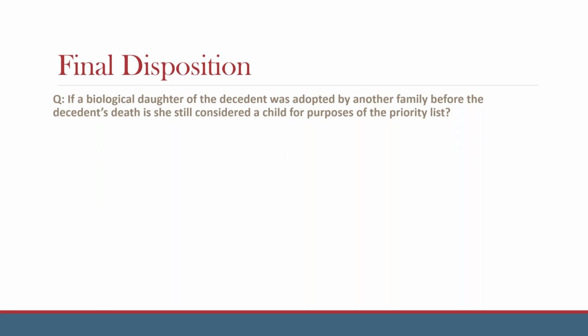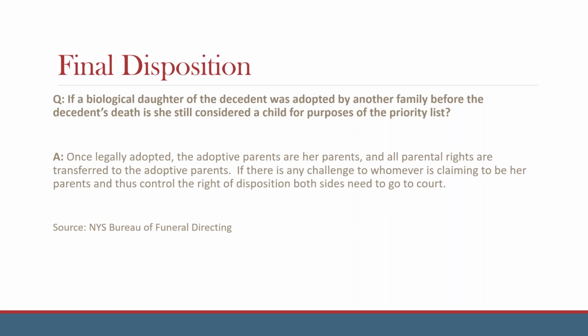Similar circumstances, if a biological daughter of the decedent was adopted by another family before the decedent's death, is she still considered a child for purposes of the priority list? Okay, so in this case, once you are legally adopted, the adoptive parents are your parents. And all the rights of a parent are moved over and transferred over to the adoptive parents. So once you are adopted, biological parents no longer have any say in terms of the final disposition law. It's the adoptive parents who control.